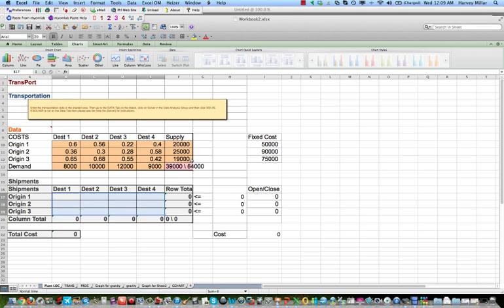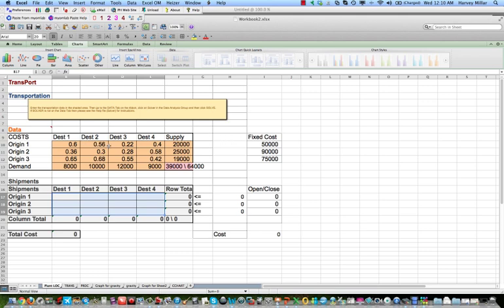So it looks like we need at least 2 plants open. Question is, which 2 should we open? And then when we decide the 2 that are open, how should we go about shipping from those plants to the destinations? So let's take a look at this.